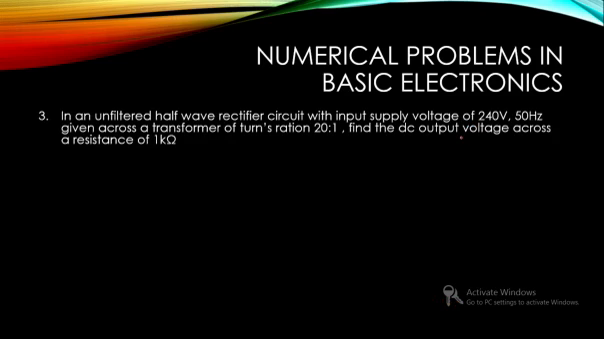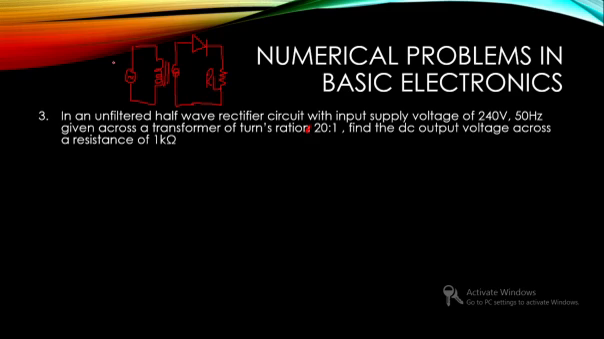Okay, and the next question is, in an unfiltered half-wave rectifier circuit with input supply voltage of 240 volt and 50 hertz given across a transformer of turns ratio 20:1, find the DC output voltage across a resistor of 1 kilo ohm. So hope you remember the circuit for a half-wave rectifier. Let us draw the circuit first. You have an input supply given to a transformer with turns ratio given. Okay, so that is a secondary coil, and for a half-wave you know it has only one diode in the circuit, connected in series with the resistance RL.